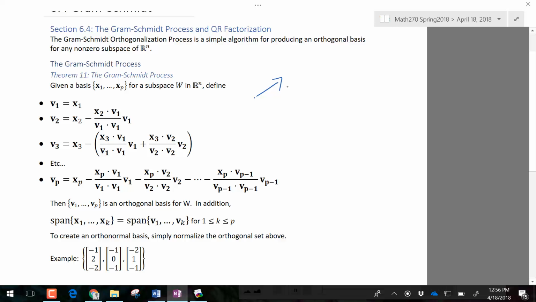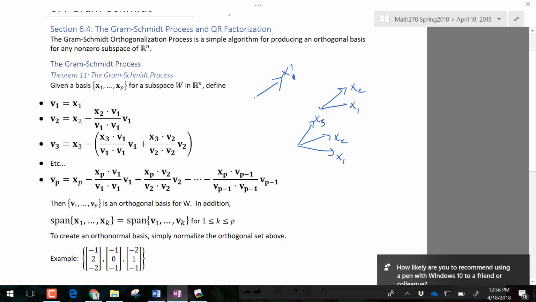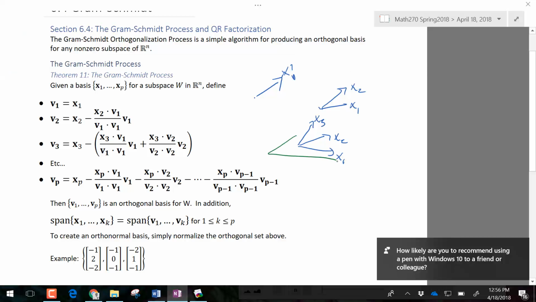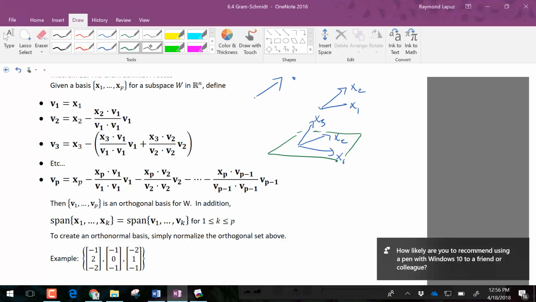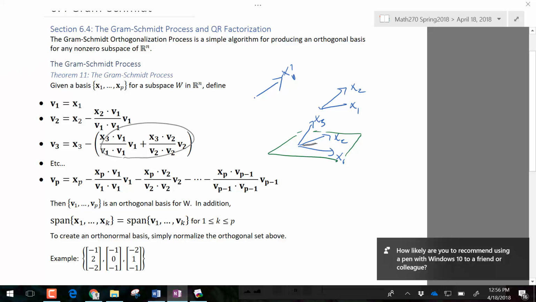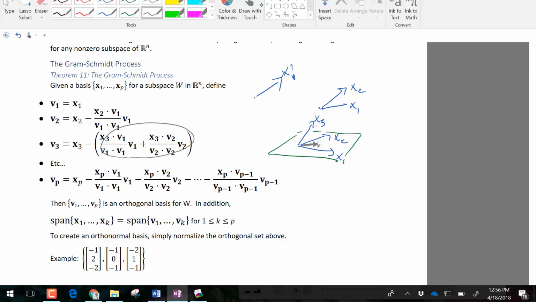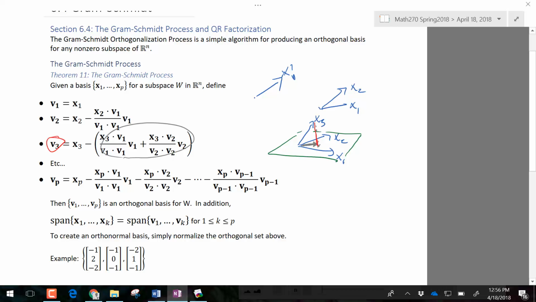So this is x1. This is x1, x2. This is x1, x2, x3, right? Now, x1 and x2, and it's the same plane that's spanned by v1 and v2. This thing in parentheses is the projection of x3 onto that plane. And now when we do the subtraction, this vector that we get would be x3 minus that projected vector, and now that is perpendicular to x1 and x2, or v1 and v2. Okay?